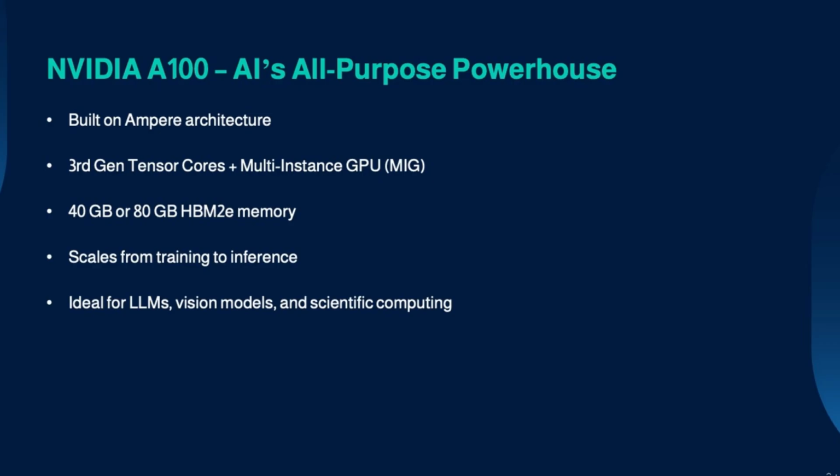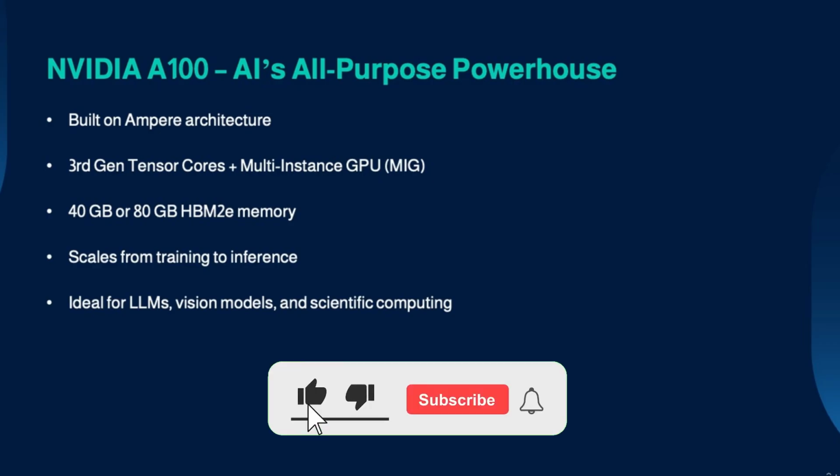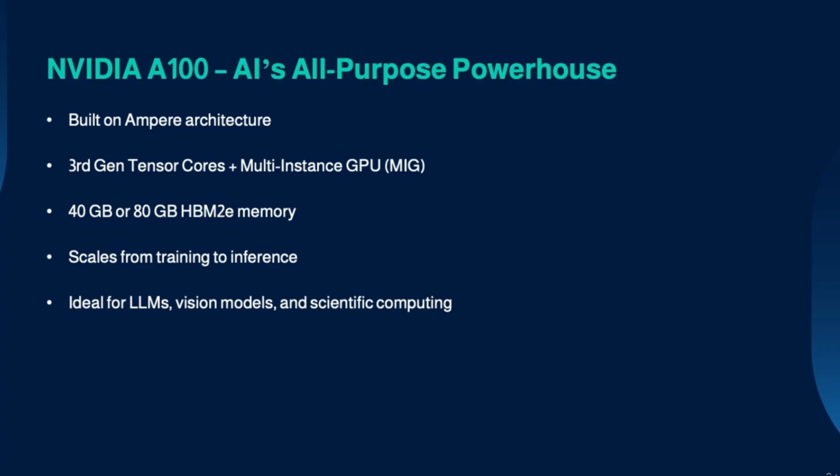With up to 80 gigabytes of high bandwidth memory, the A100 is perfect for large-scale workloads. Think LLM training, advanced computer vision, and even simulations in healthcare or finance. It's the go-to GPU for full-scale AI infrastructure.